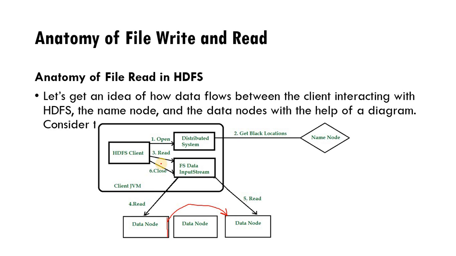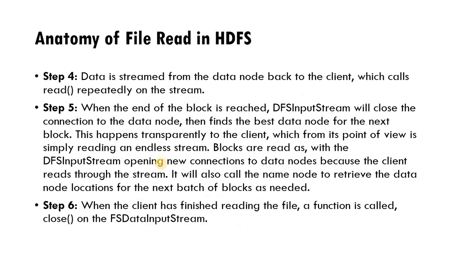So the client thinks that this is only one file stored at only one location because it continuously gets data, but actually in the background the data file is stored at multiple locations. The FS data input stream calls each and every data node in which data is stored and delivers the data immediately to the client. So that is how the reading process is done in HDFS.